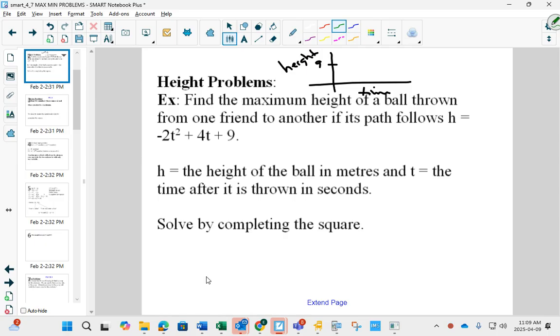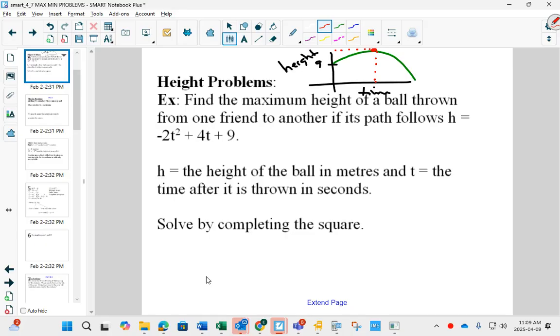The ball goes up in the air, and do you see that this is a parabola that opens down because of the negative? So it's going to have a maximum at the vertex. So we're going to find a maximum height. We're really looking for a maximum y value, in this case h value, because it's a maximum height. And the vertex would tell you what time that actually happens.